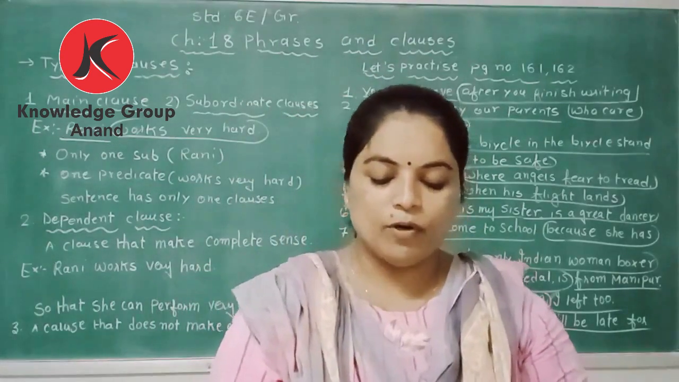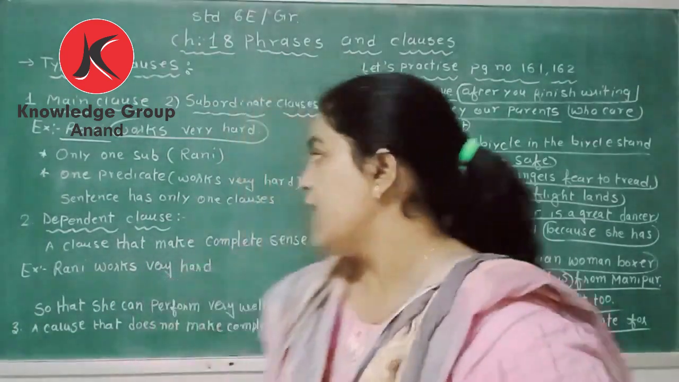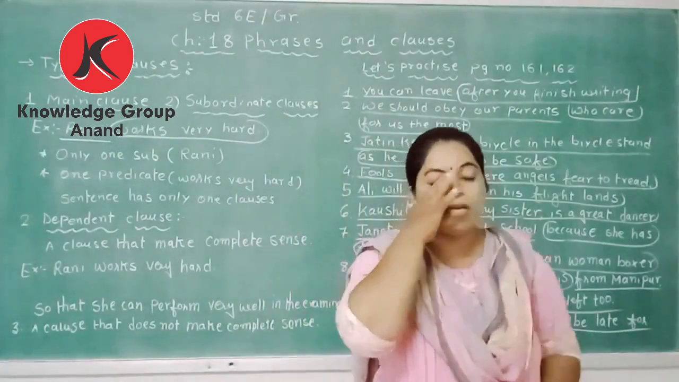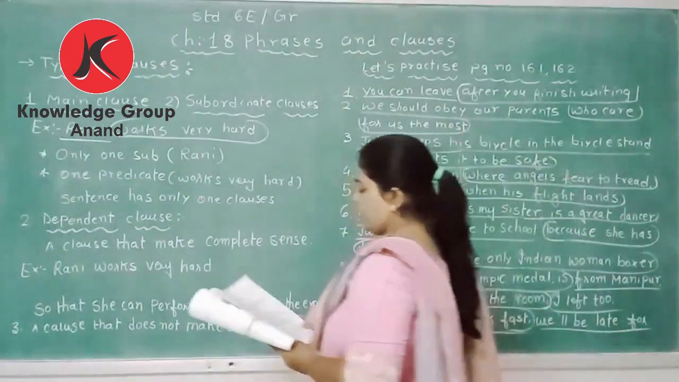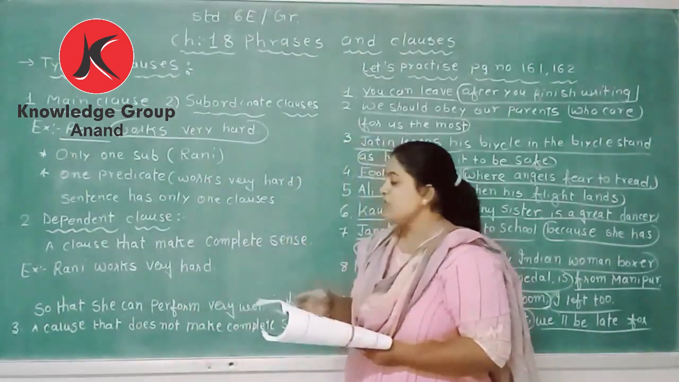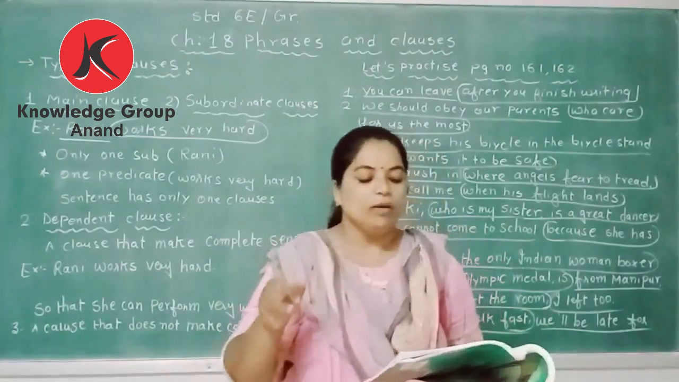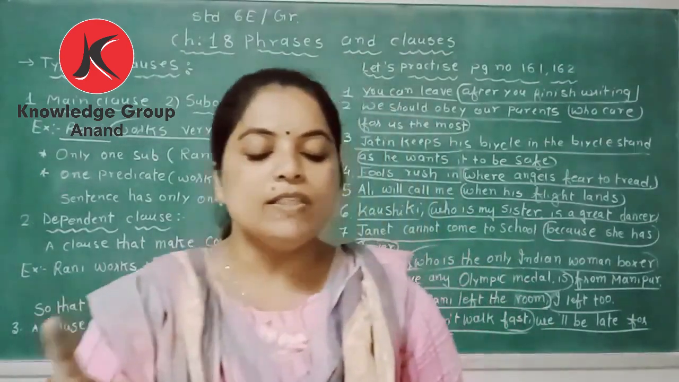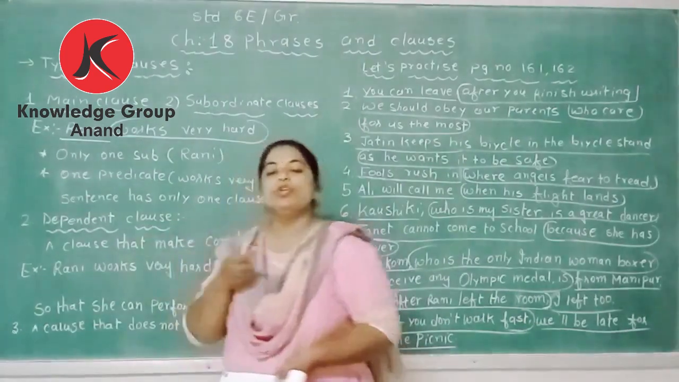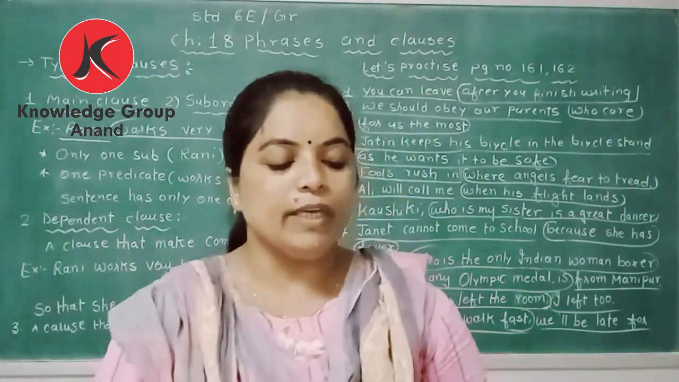So here the types of clauses are given. On the next page, independent clauses and dependent clauses are given. Independent clauses means clauses that make complete sense. A clause that makes complete sense on its own is known as the main clause or independent clause. Both ways we can say.